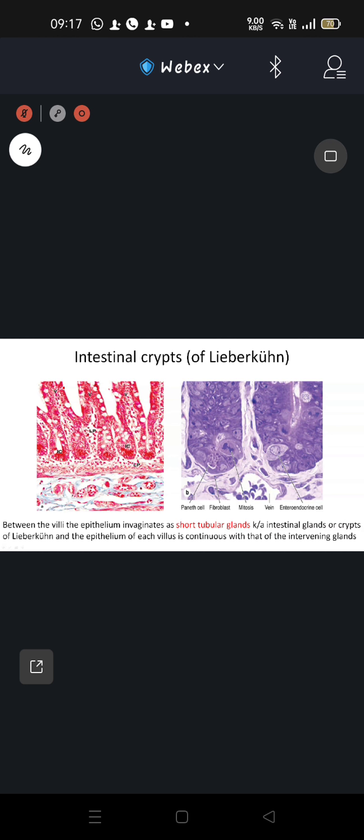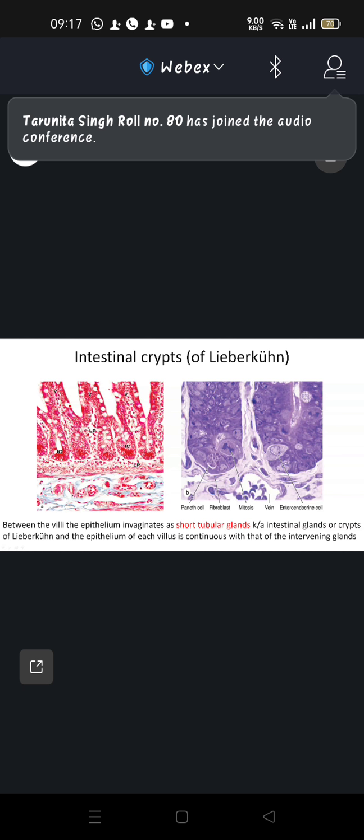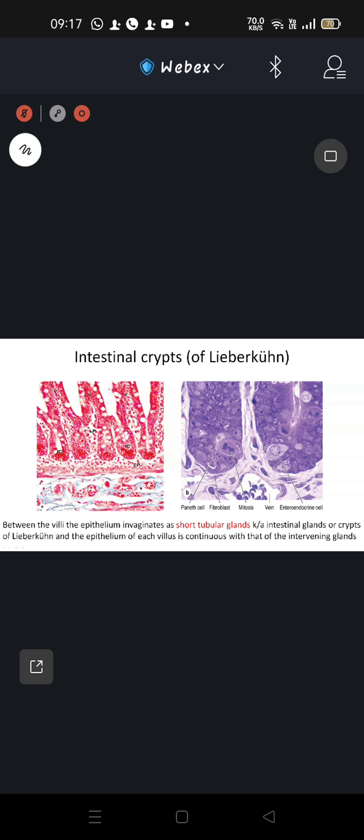So what we can see here is that this lining epithelium is invaginating into the underlying lamina propria as short tubular glands. Can we see this short tubular gland? So this is the lining epithelium continuing into this lamina propria as a short tubular gland, and this is also known as intestinal gland or the crypts of Lieberkühn. And this intestinal crypt of Lieberkühn has the same lining, so it is continuous with that of the lining epithelium. So this is a simple tubular gland.